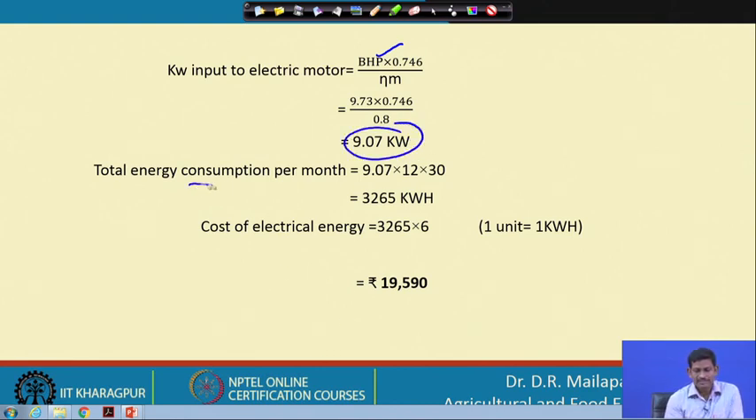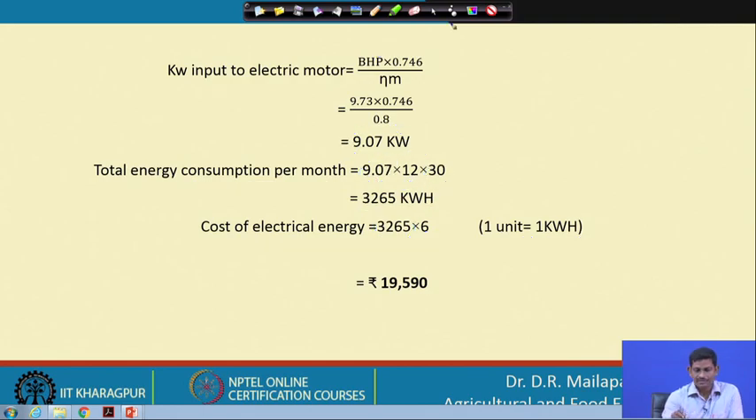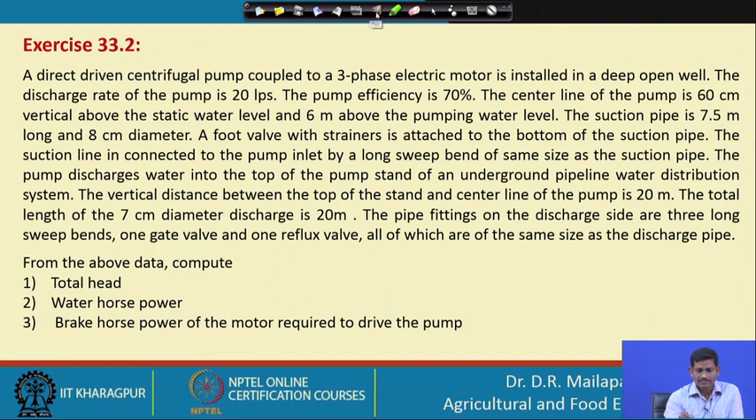So, total energy consumption is the kilowatts into 12 hours a day and 30 days. The total is this many kilowatt units, and the cost of electrical energy is based on kilowatt hours and the cost of 1 unit. So, 1 unit is 1 kilowatt hour. The total, 19,590 rupees, is the electrical energy cost. And this is a big example, of course.